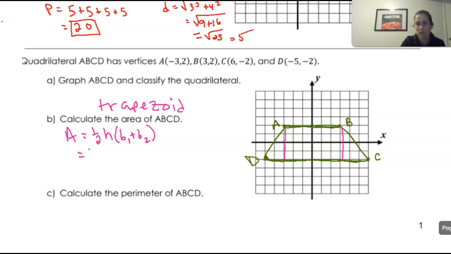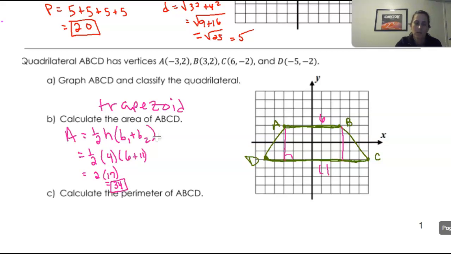If we do this original formula, you'd have 1/2 times, well, I just have to count the height for one of these pink lines I drew in because it's at a right angle to the base. So it'd be 2, 4, and then the length of one base is 6, and then this one would be 11. So 6 plus 11. So I know 1/2 of 4 is 2 times 17 is 34.